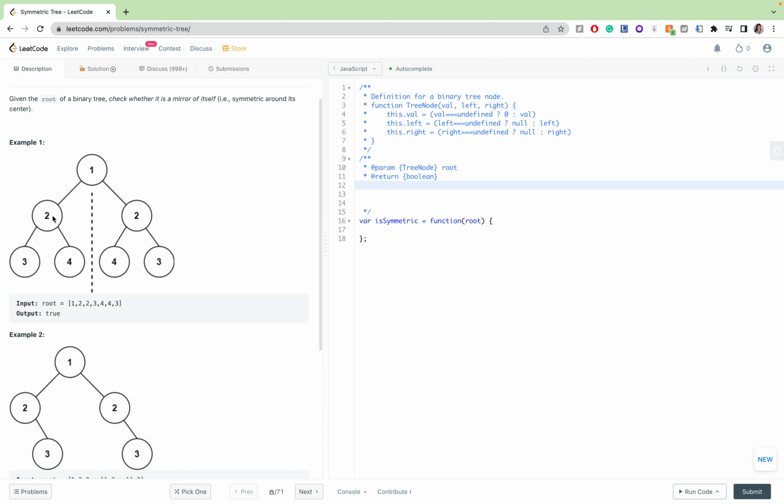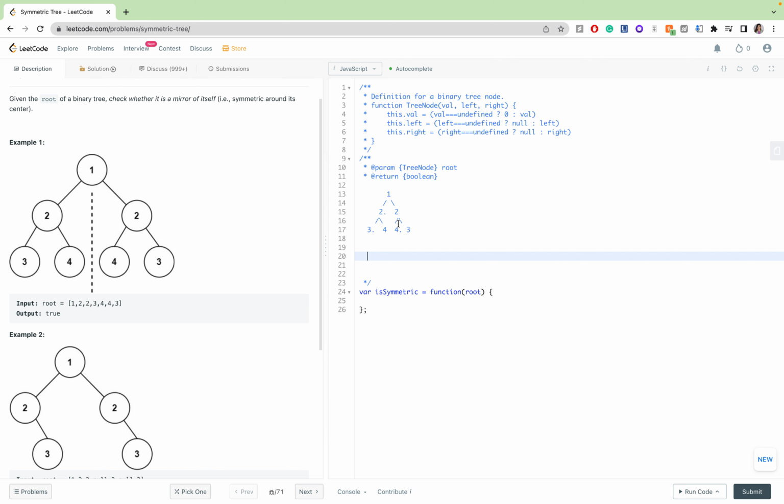So it means its left child, two's left should be equal to two's right, and vice versa. Okay, sounds good. So I'll draw a tree quickly here: 1, 2, 2, 3, 4, 4, 3, right? Have I done this question before? No.